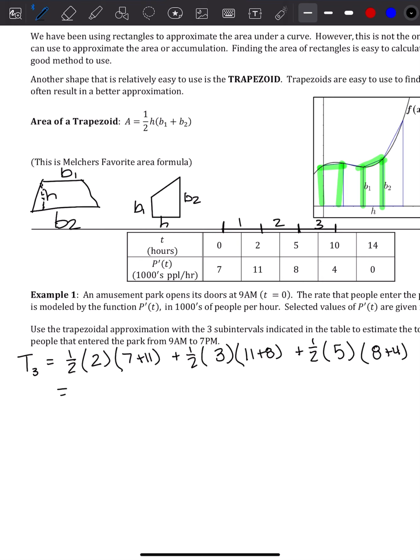When I do this, 1/2 times 2 times 7 plus 11 is 18. 1/2 times 3 times 11 plus 8 is 28.5. And 1/2 times 5 times 8 plus 4 happens to be 30. When I combine all of these together, I'm going to get 76.5. So between the hours of 9 a.m. and 7 p.m., we have 76.5, but this is in thousands. So we have 76,500 people that have entered the park.